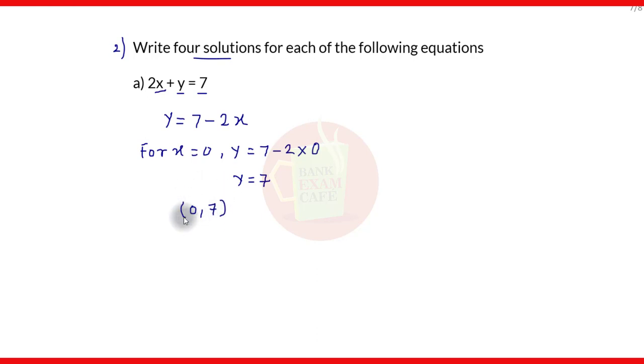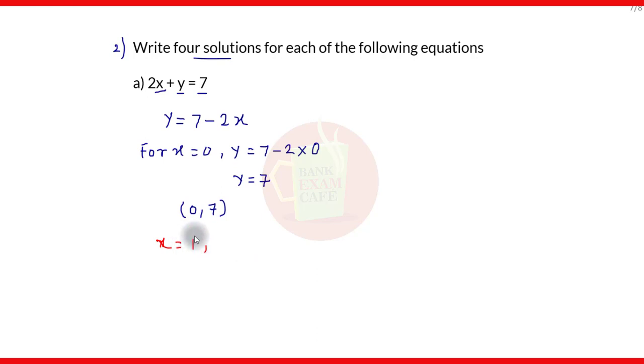So this is the first set of solution. Now we will find the second set of solution. Take x equal to any number, whatever number you want to take. So I take the value of x as 1. You can take 2 also, you can take minus 1 also, there is no problem. So x is equal to 1.